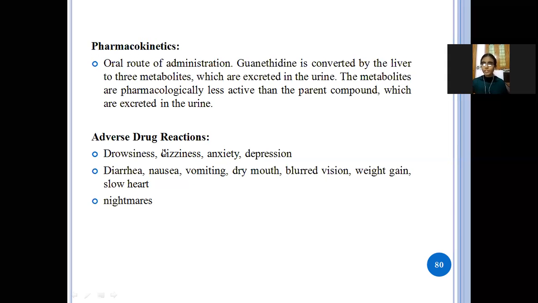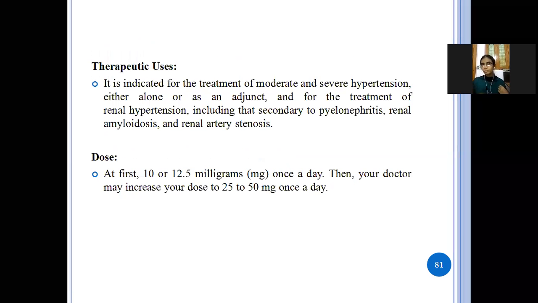Next, adverse drug reactions are drowsiness, dizziness, anxiety, depression, diarrhea, nausea, vomiting, dry mouth, blurred vision, weight gain, slow heart rate, and nightmares. Uses: it is indicated for the treatment of hypertension, either alone or in combination form, to reduce the blood pressure.